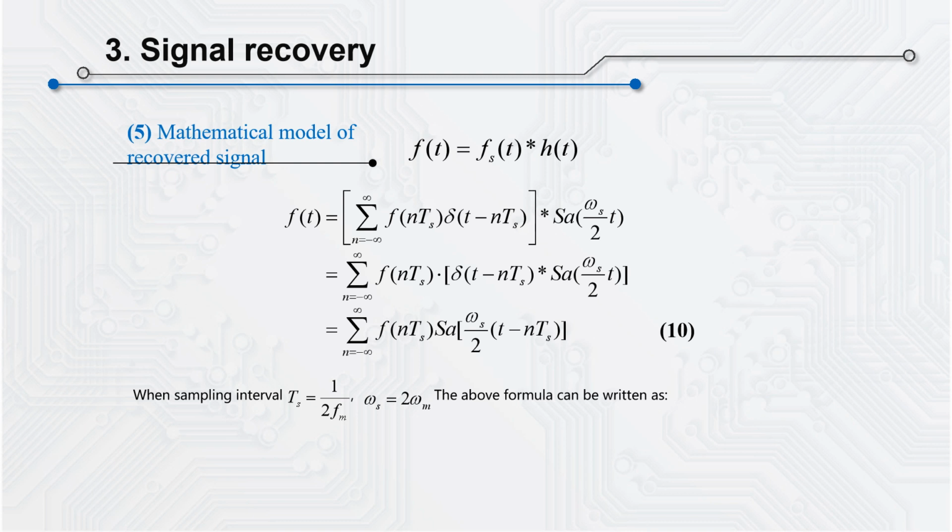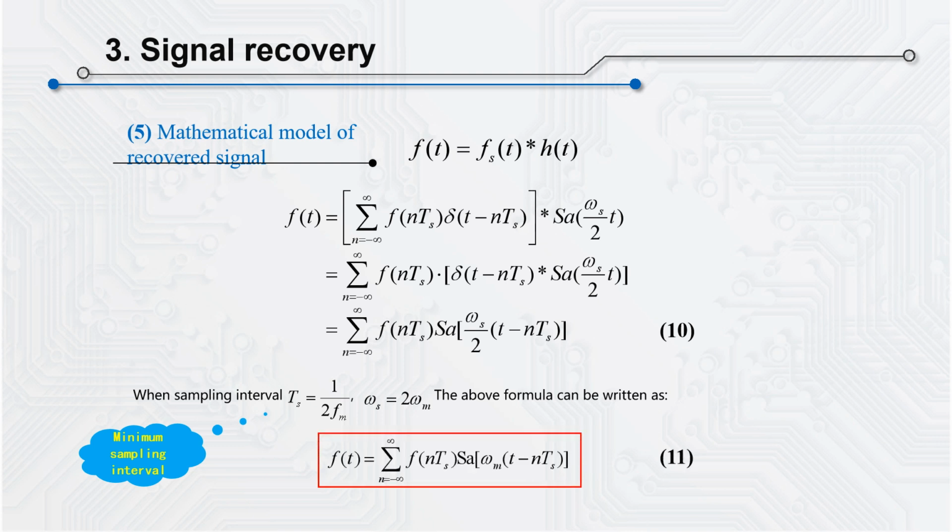When the sampling interval Ts is equal to 1 over 2 fm, then omega s is equal to 2 omega m. That is to say, we take the minimum sampling interval. Then Formula 10 can be expressed by Formula 11.